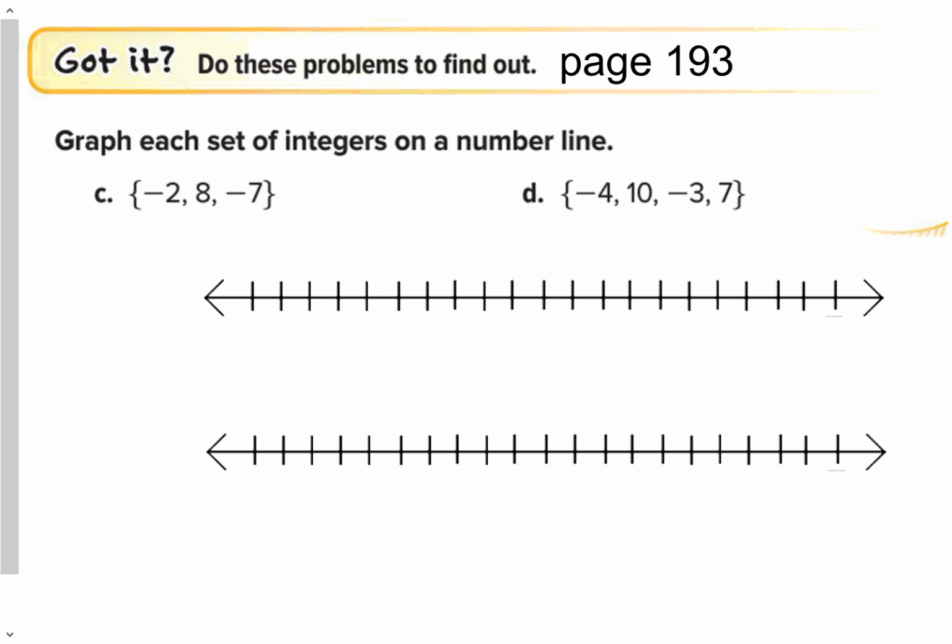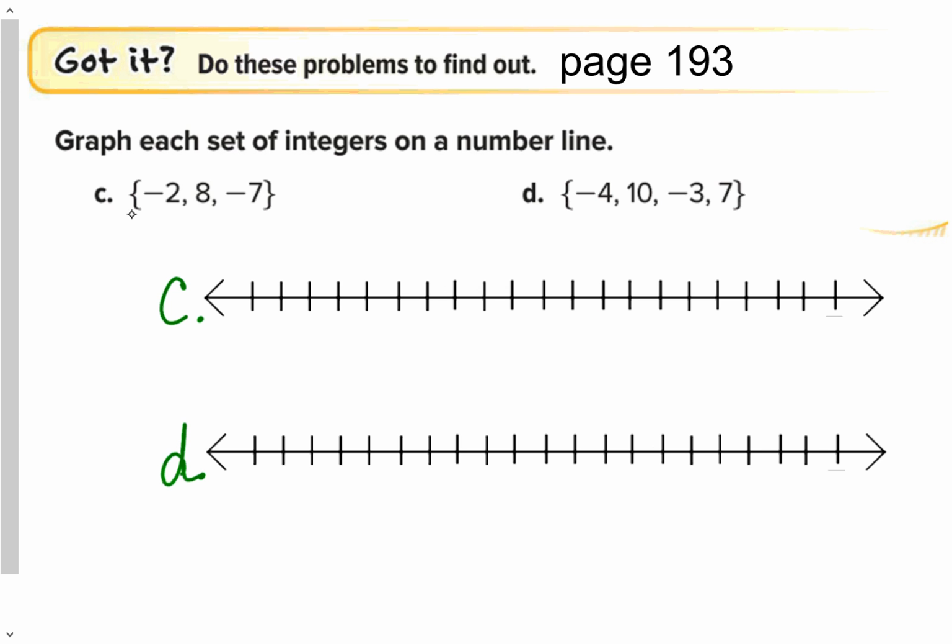Okay, now we're going to move on to graphing each set of integers on the number line. When you're graphing, my suggestion to you is to make sure that you locate your least number and your greatest number so that you can determine whether or not they'll fit on the number line. Sometimes you're going to have to write your numbers by ones, sometimes by twos, sometimes by fives.